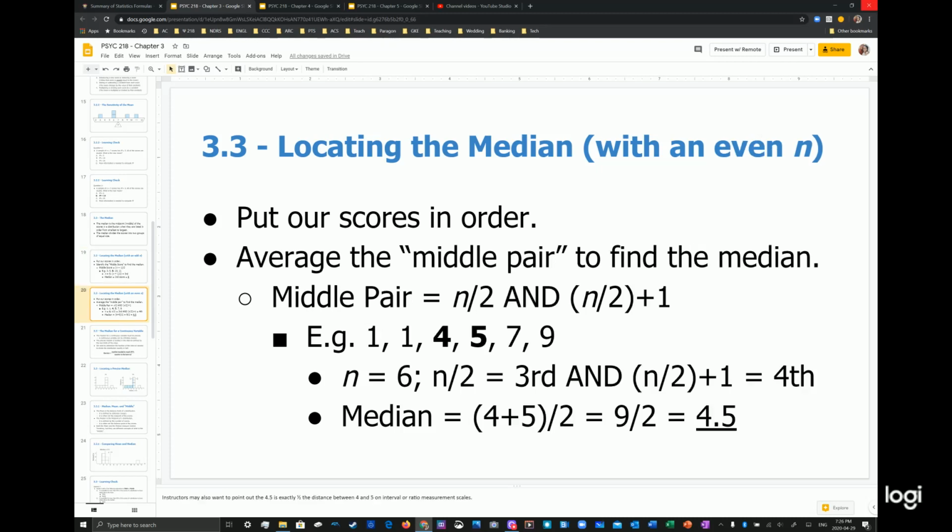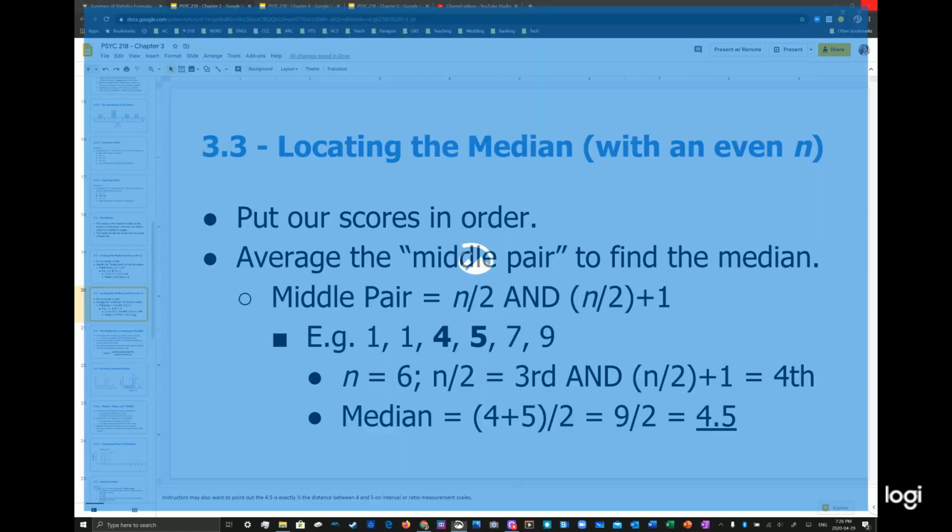That's the easy one. When you have an even number of n, it gets a little bit harder because the score itself doesn't technically exist. We're looking for something in the middle that splits the distribution into two halves. If there are an even number of scores, there's really no individual score that divides the halves.